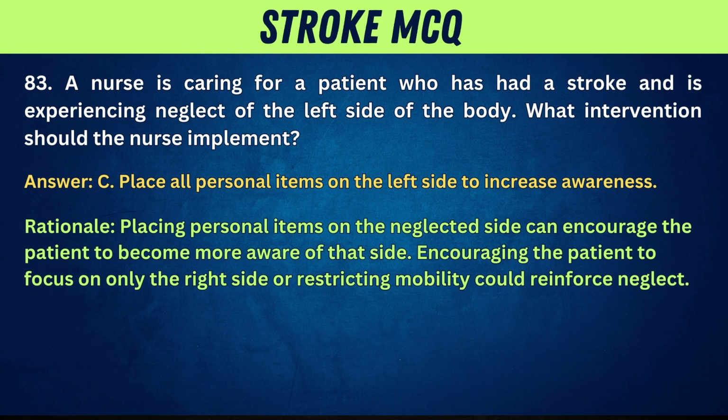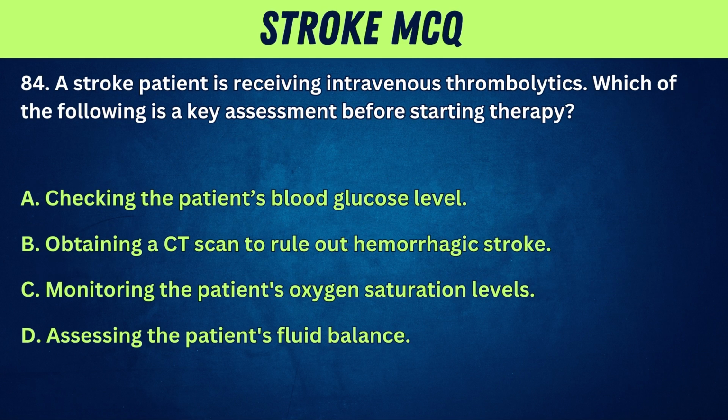Answer: C. Place all personal items on the left side to increase awareness. Rationale: placing personal items on the neglected side can encourage the patient to become more aware of that side. Encouraging the patient to focus on only the right side or restricting mobility could reinforce neglect.